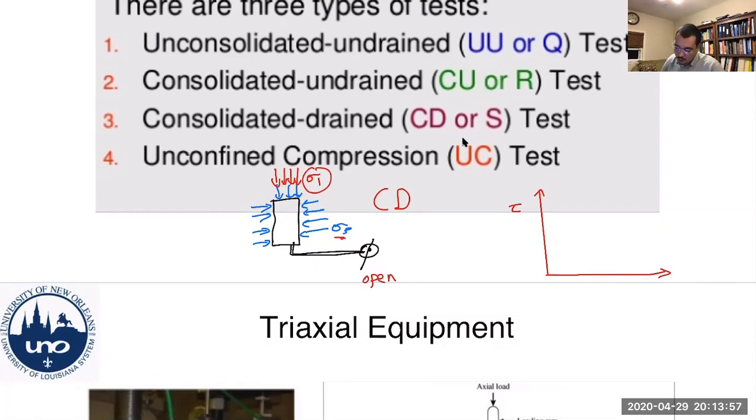So, and you also have a pore water pressure measurement during both phases. So basically what you have in a consolidated drained test is something that looks like this. And notice how these two parameters will be effective stress parameters.